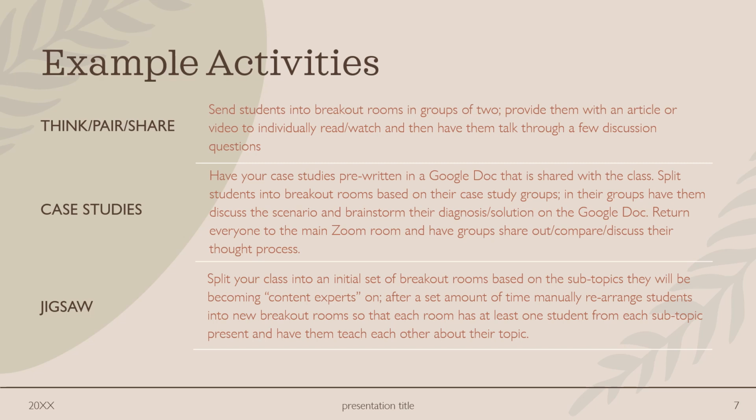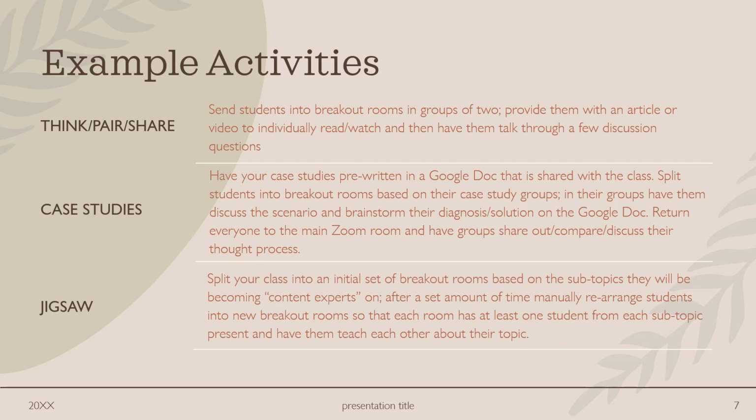When the class returns to the main room, have the groups share out their answers and find commonalities between them. For a jigsaw activity, you'll need to do 2 rounds of breakout rooms. For the first round, each room will be assigned to one topic to learn about. Provide them with an article, video, or website, and a set of questions to guide them through becoming content experts on that topic. After some time, pull everyone back into the main room.